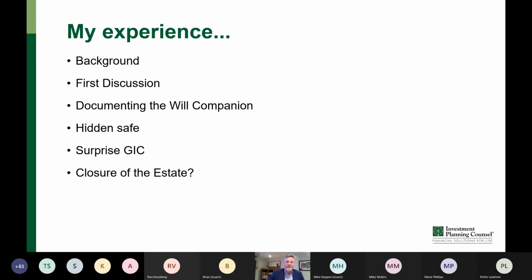And then every so often, your advisor will remind you to fill it out thereafter and make sure it's up to date. But we filled out this Will Companion and started documenting all the pieces. And when it came to one piece, it was a bit of a difficult conversation.